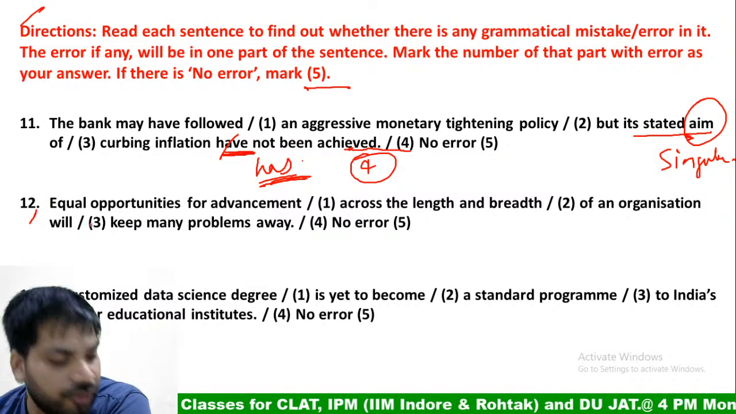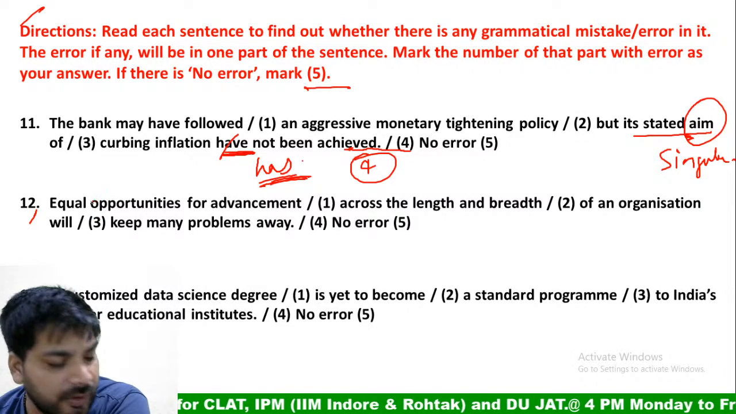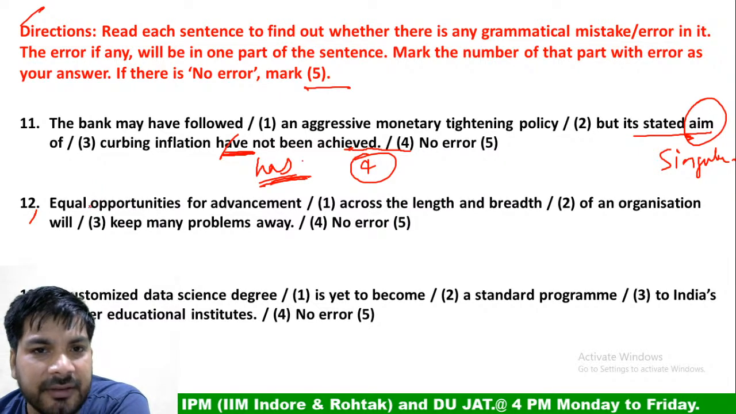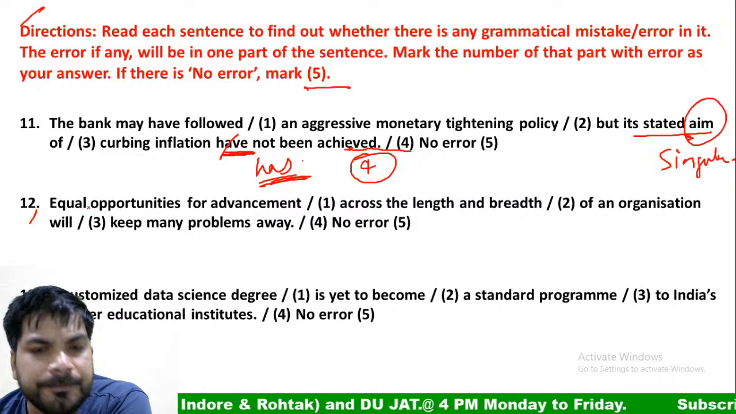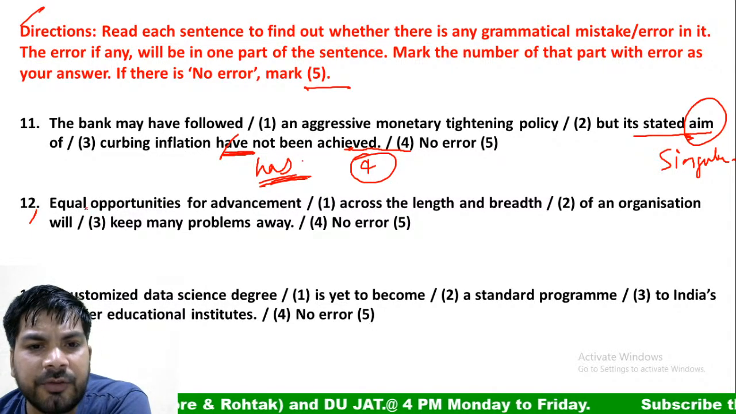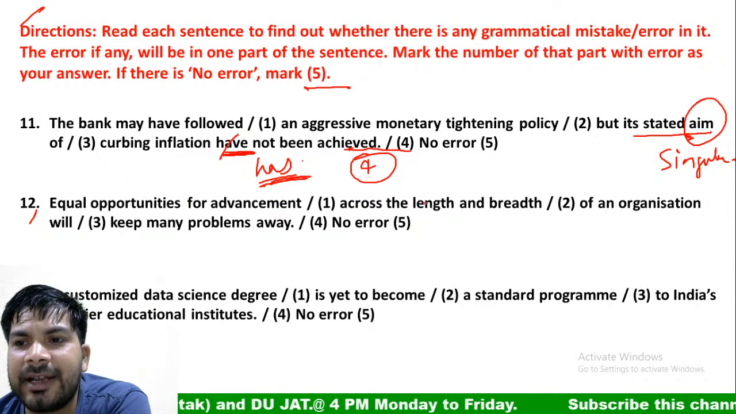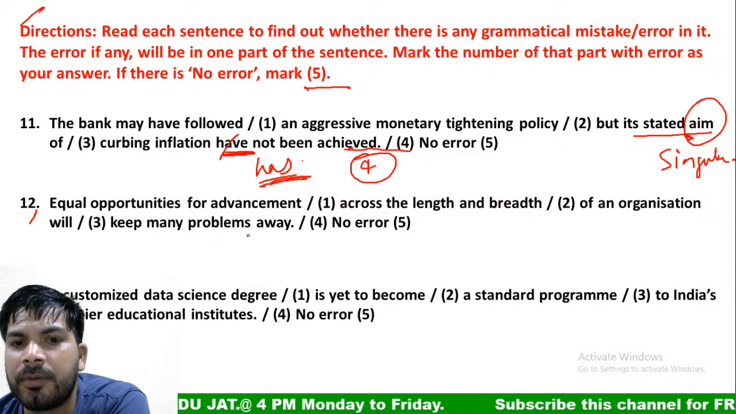Anyways. Question number 12, ladies and gentlemen. I give you a couple of seconds to answer the question. Please write the answer. 12th. All right. Let's go to this question. Equal opportunities for advancement across the length and breadth of an organization will keep many problems away.